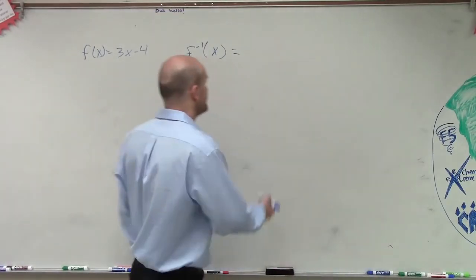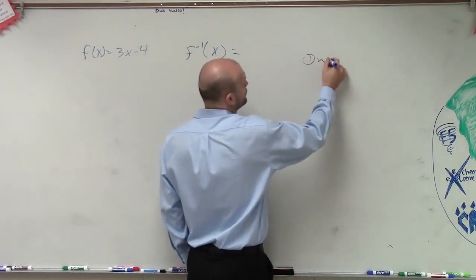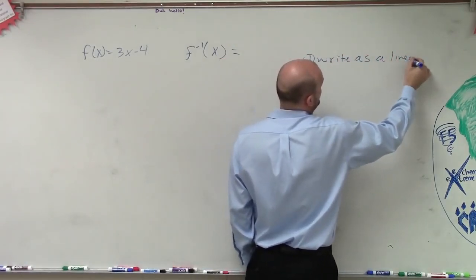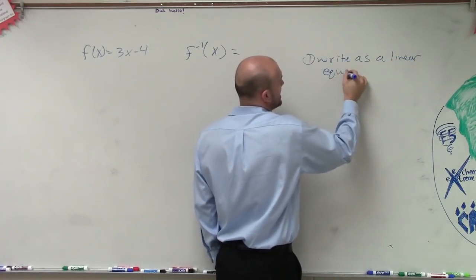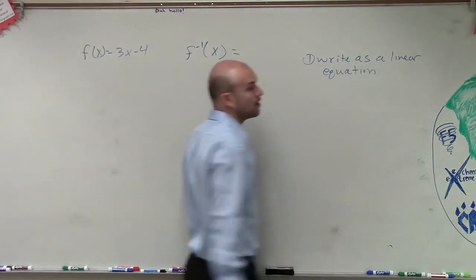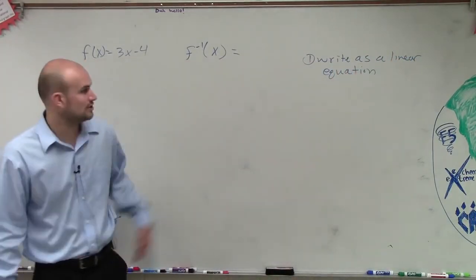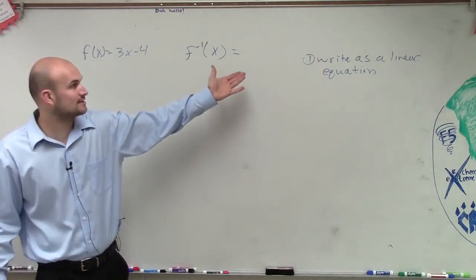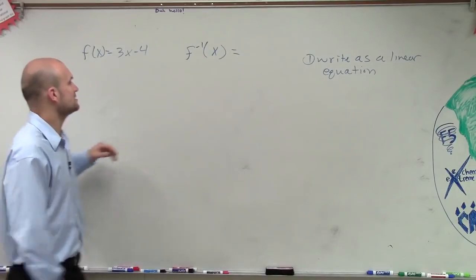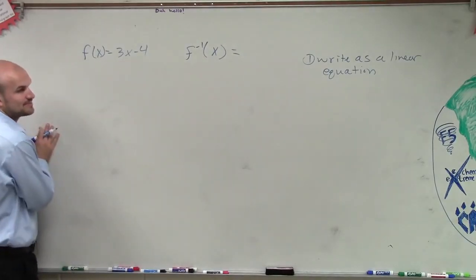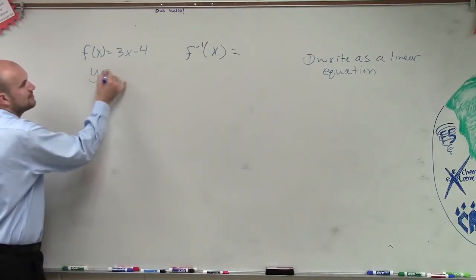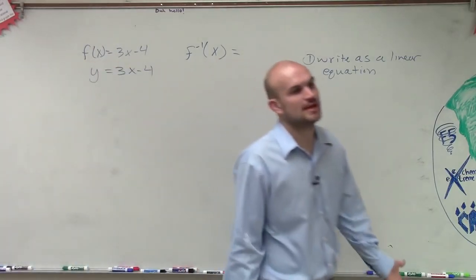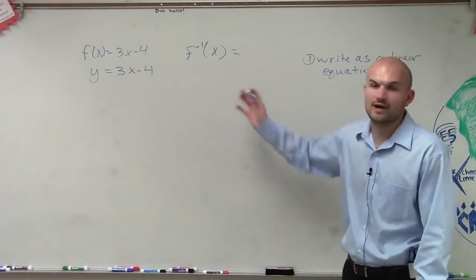The first step was to write as a linear equation. Now, sometimes you already had an equation. You didn't have it as a function. You just already had it as a linear equation. So to find the inverse, you already would have to write it as a linear equation. So the first thing we want to do, if I'm given f of x equals 3x minus 4, to write it as a linear equation, I'm just going to use x and y's. So the first step is just to write it as a linear equation.